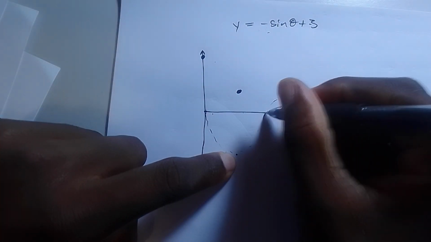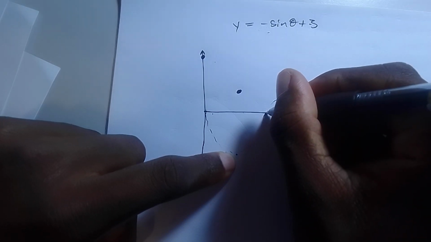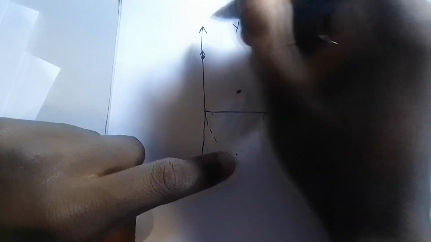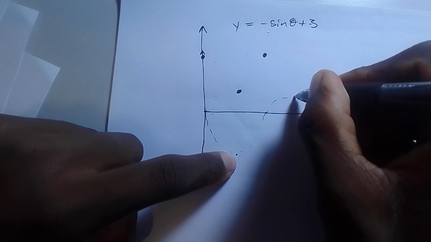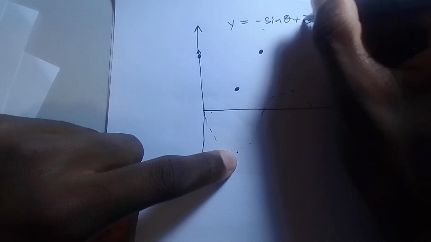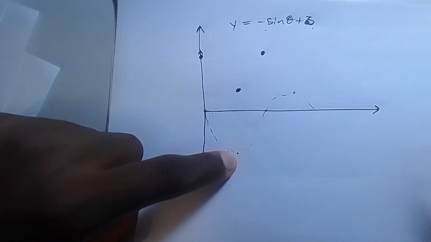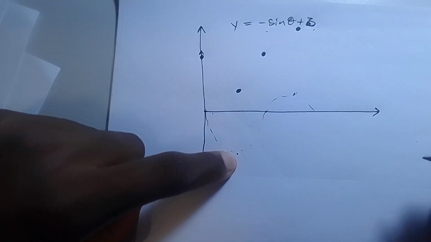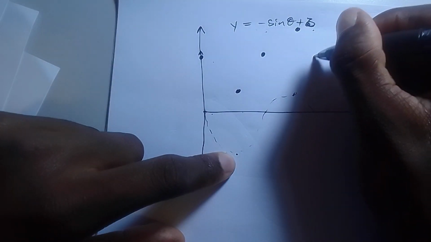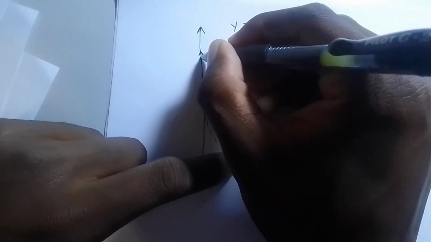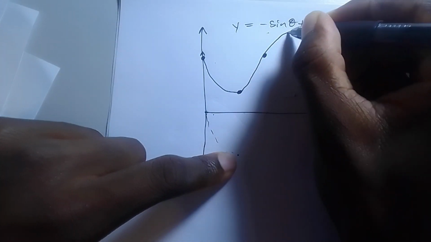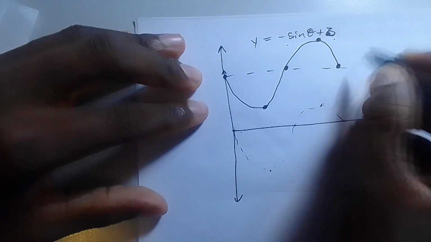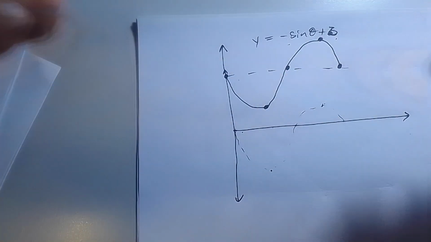This point was 0. If you add 3 to 0, it's going to go up to 3. This point was 1. We're adding 3 to 1, so it's going to be 4. It's going up there. This was 0. Adding 3, it's going to be 3. So it's going to look something like that. This is your new graph. This is your center line.